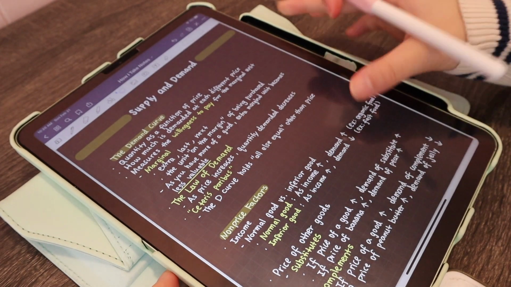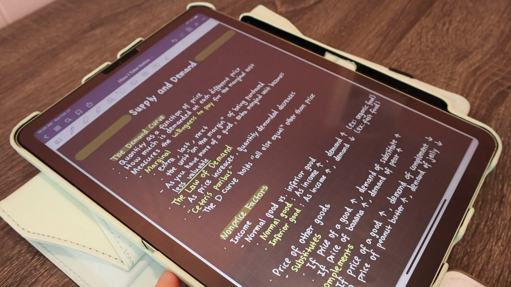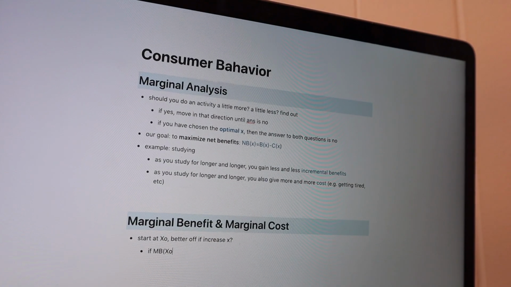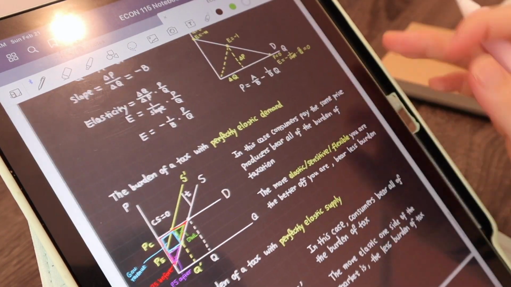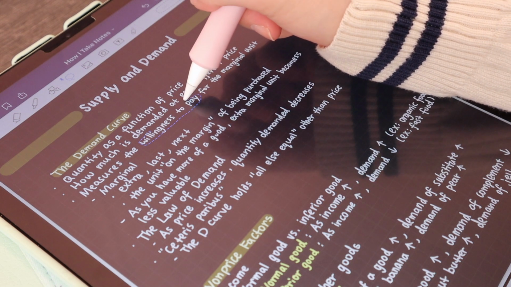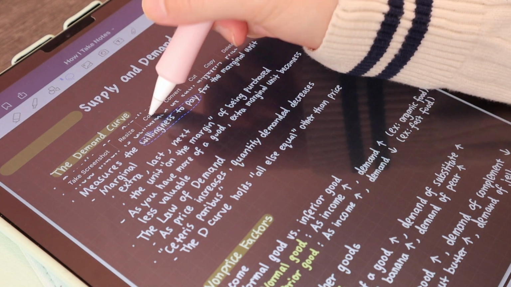As you can see, my note-taking system works whether I'm taking notes on my iPad, on paper, or typing my notes in Notion. Since I take notes on the iPad now, I will write all my notes plainly first and then do the highlight and underline stuff after the lecture.